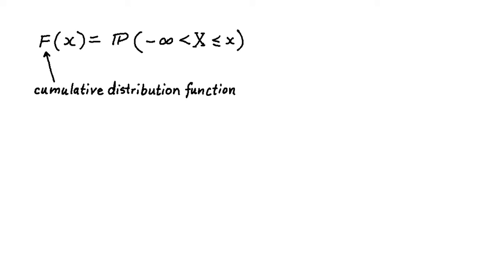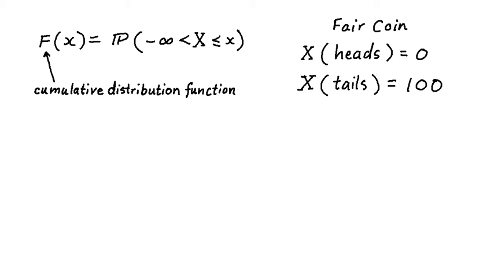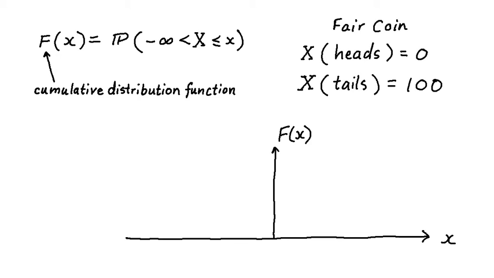To see an example, let's consider a fair coin, and we'll again use the random variable capital X that maps heads to 0 and tails to 100. When we sketch the cumulative distribution function, it looks like this. It sticks to a height of 0 for negative values of lowercase x, since there's no chance that capital X takes a value less than 0. When we hit 0, though, the function immediately jumps to a value of 1/2. That's because the probability that capital X is less than or equal to 0 is the probability that we observe heads. The function continues at a height of 1/2 for a while until we hit 100.